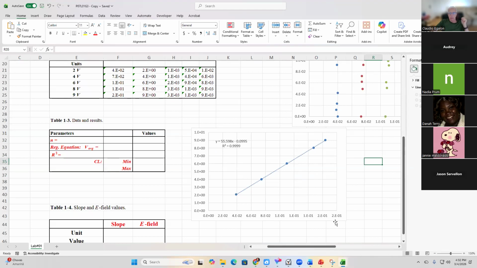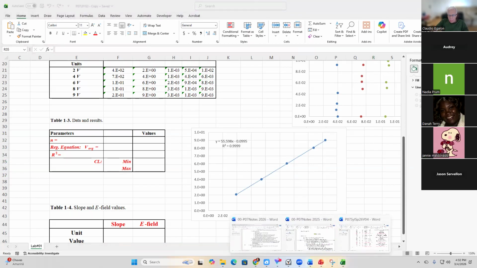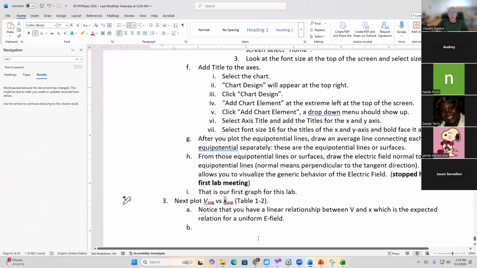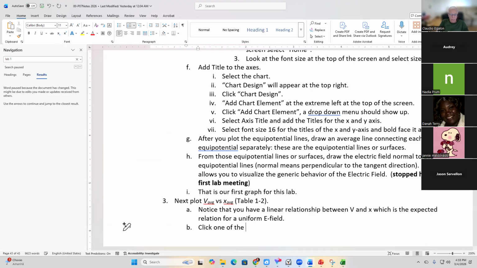Okay? So let me write it down in my notes that you have a linear relationship between V and X. Click one of the data points, right? Right click it. All data points should be highlighted.